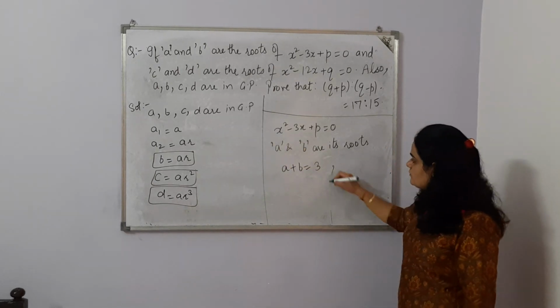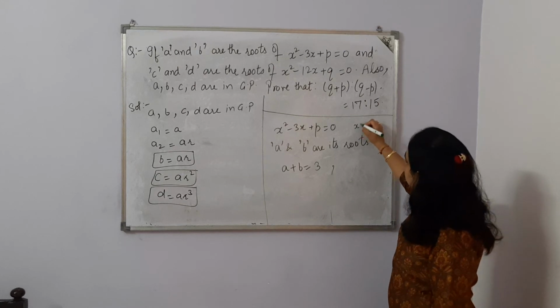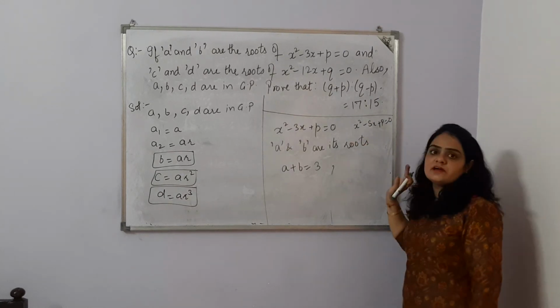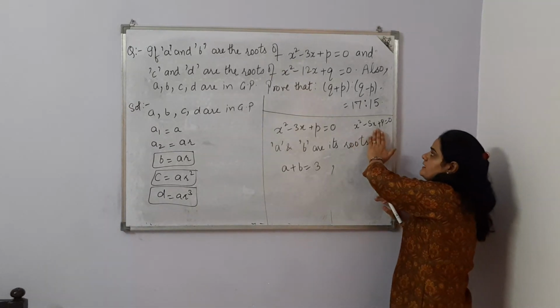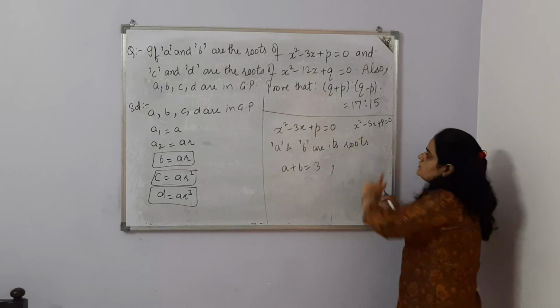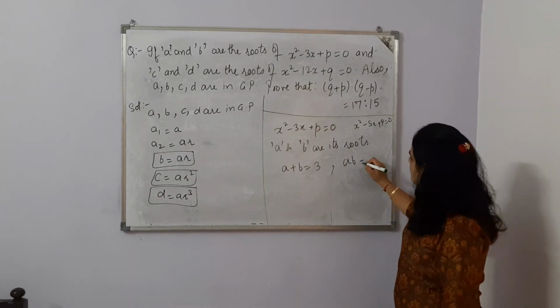A plus b is equal to 3, or you can write x square minus sx plus p is equal to 0. You can compare with this equation, x square minus sx plus p. So the sum of roots is 3 and the product of roots is small p.